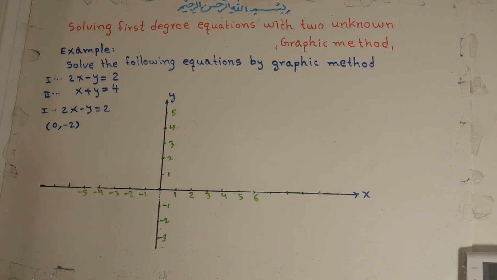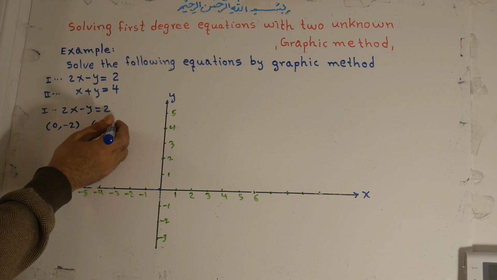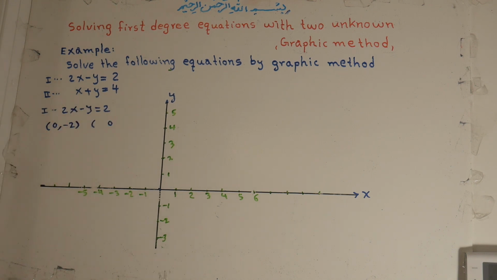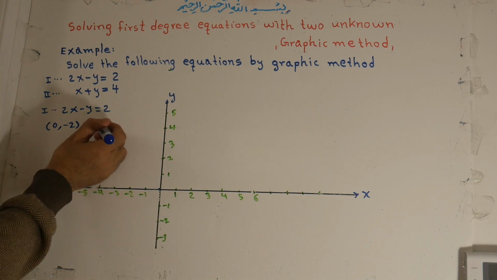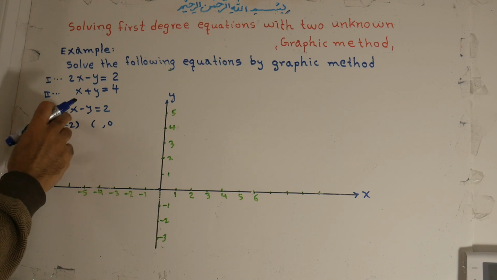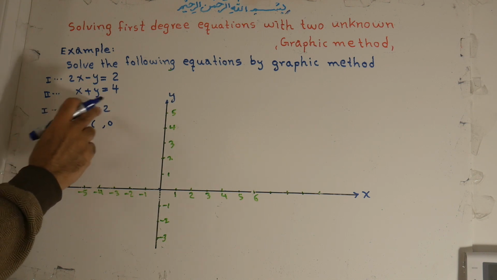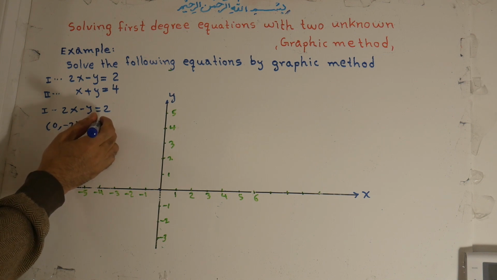And if you put the y value, the first one is x, the second one is y. If you put the y value 0, here y is 0, 2x is equal to 2, x is equal to 2 divided by 2, which is 1.